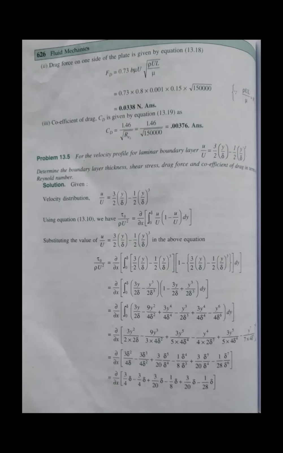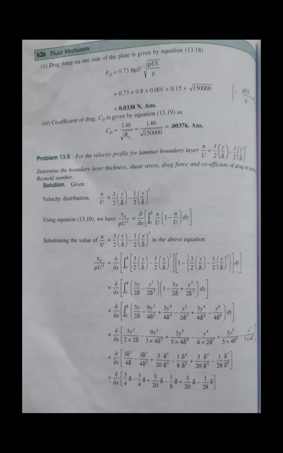See, the terms we got after multiplication, in sequence, are 3 by 2 y by delta minus 9y square by 4 delta square plus 3y power 4 by 4 delta power 4 minus y cube by 2 delta cube plus 3y power 4 by 4 delta power 4 minus y power 6 by 4 delta power 6 dy.